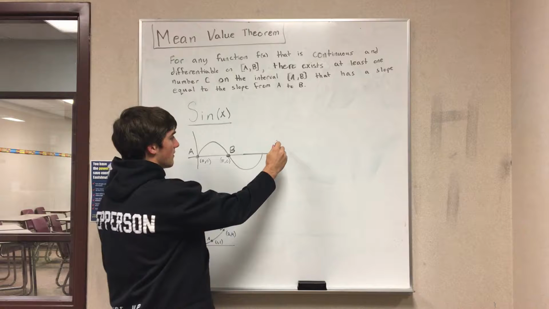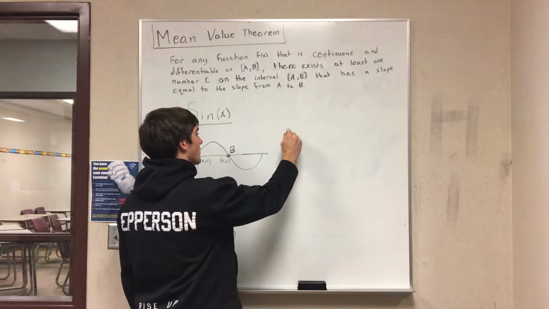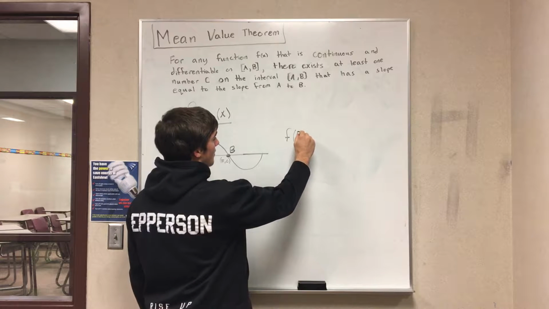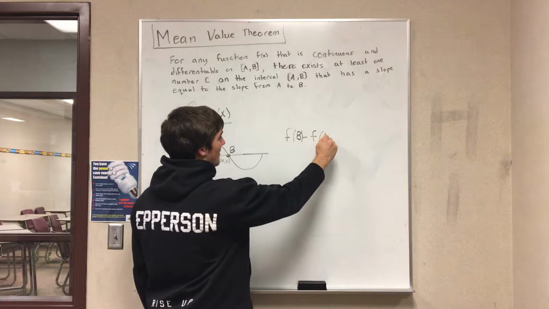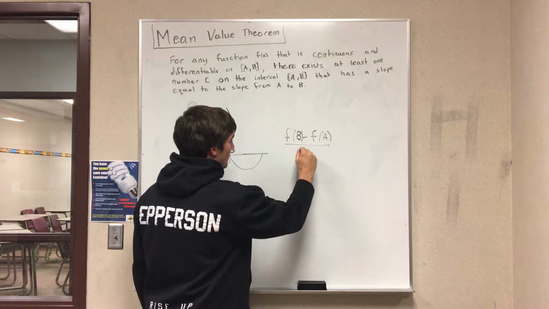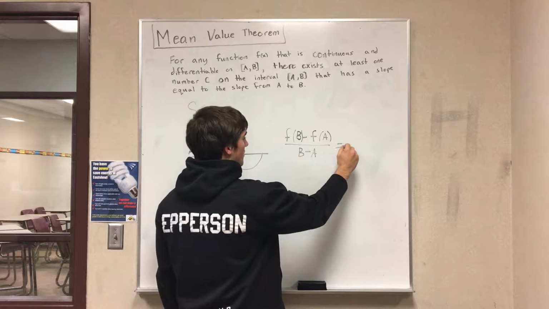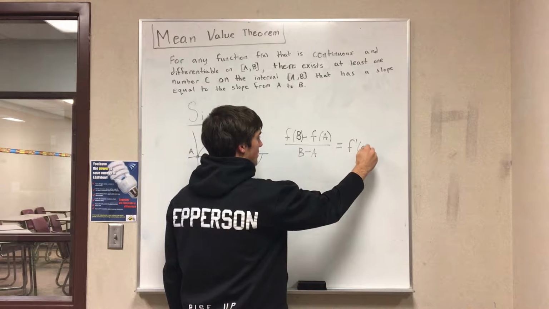So the formula for the mean value theorem is f of b minus f of a over b minus a equals f prime of c.